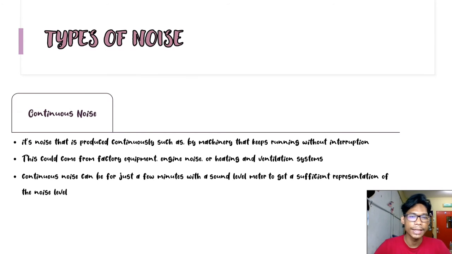Basically there are three types of noise, which are continuous, intermittent, and impulsive noise. Continuous noise is noise that is produced continuously, such as by machinery that keeps running without interruption. This could come from factory equipment, engine noise, or heating and ventilation systems. This type of noise can be measured for just a few minutes with a sound level meter to get a sufficient representation of the noise levels.